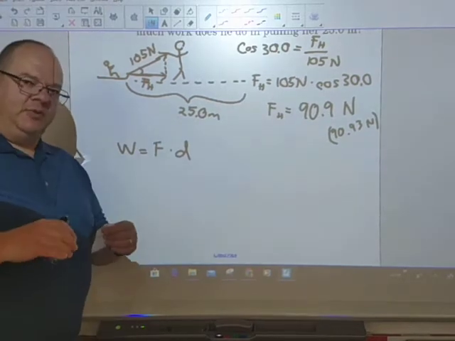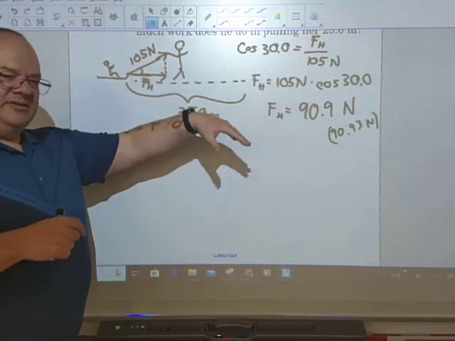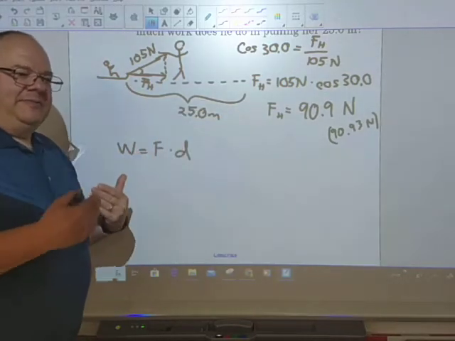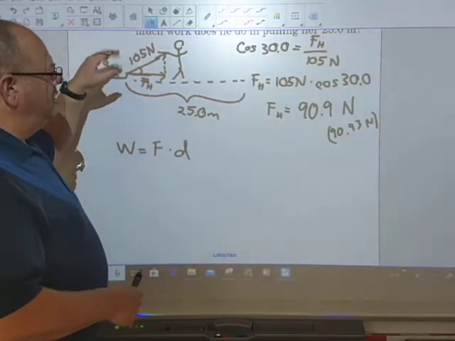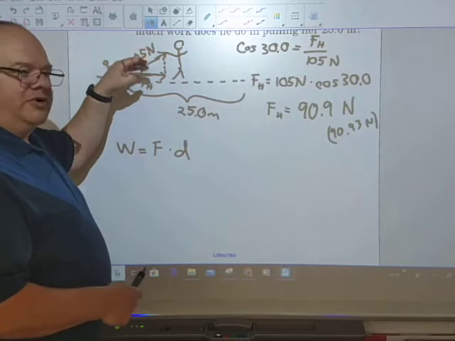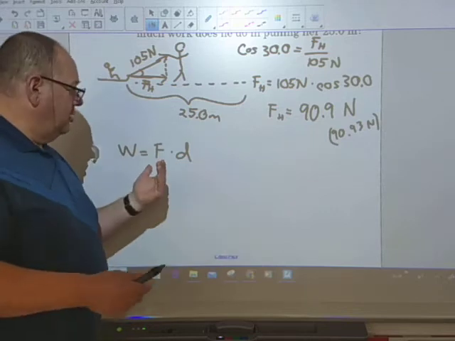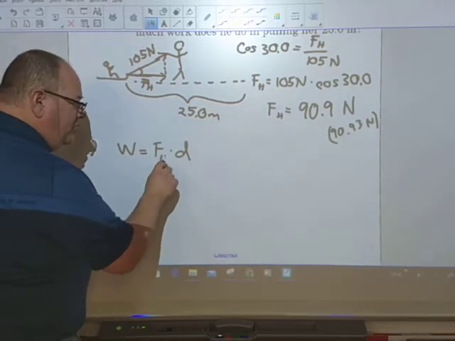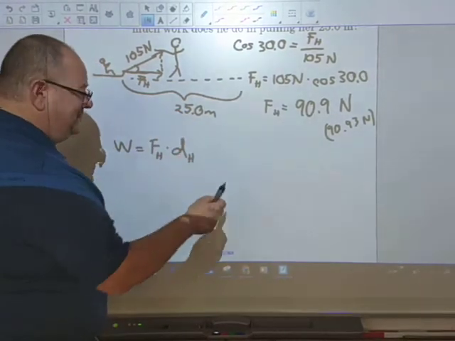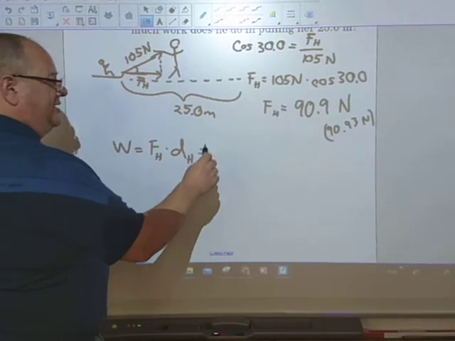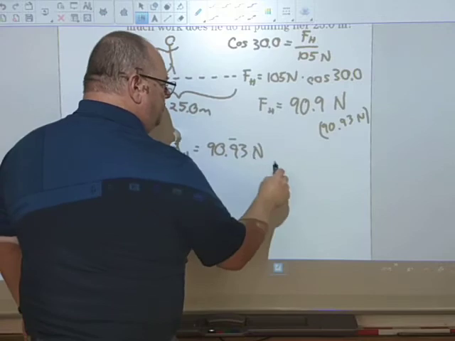Okay. Now your textbook is going to give you a formula where it involves the trig functions along with it. And to me, it just makes more sense to say, let's just break this up. Let's do a component problem, figure out of my force, how much is going in the direction that we're moving. And then we use that in our work calculation. So in this case, we need that horizontal component because our distance was horizontal. Our displacement was horizontal. So I'm going to take that 90.93 newtons with 3 sig figs.